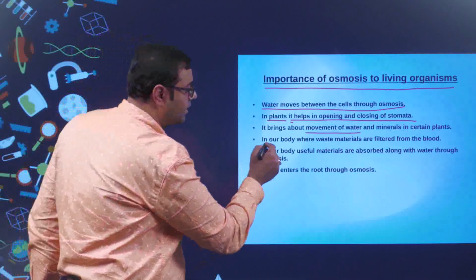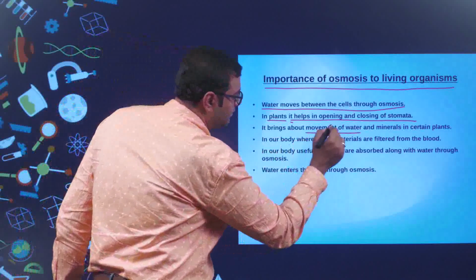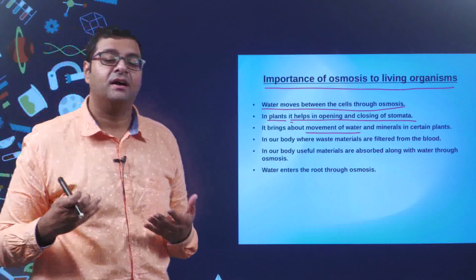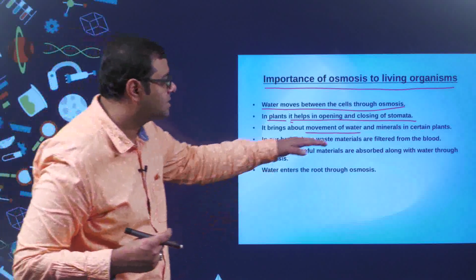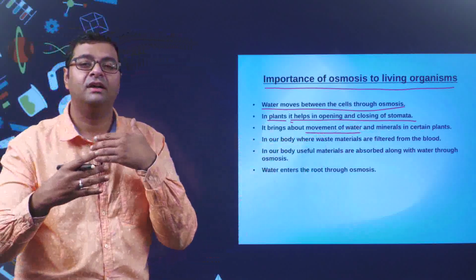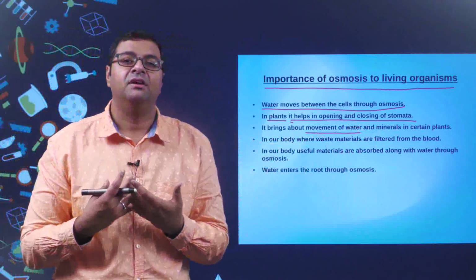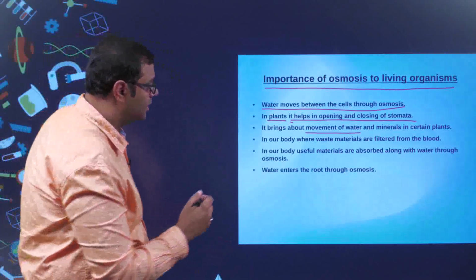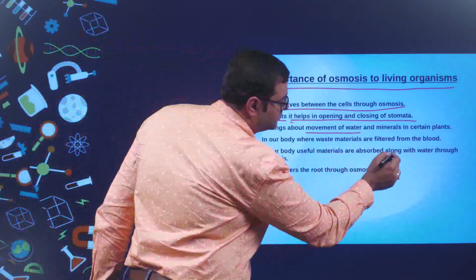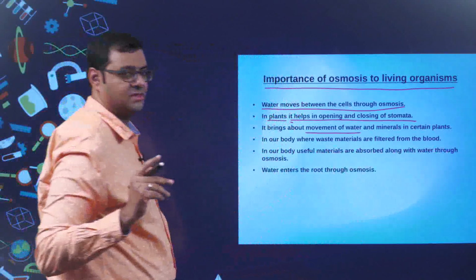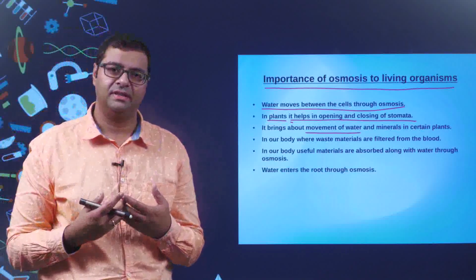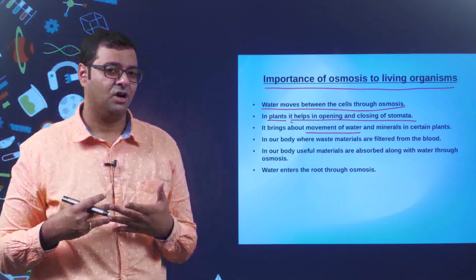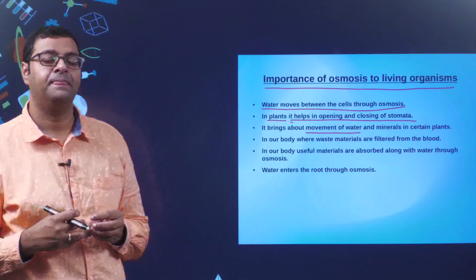Now, next point. Coming to animal cells in our body, where waste materials are filtered from the blood. Osmosis is occurring in our body, wherein the waste materials are filtered from our blood. Filtering of the waste material is carried out in the kidneys, and there also osmosis is occurring. Now, in our body, useful materials are absorbed along with water through osmosis. Whatever is useful for our body is also absorbed into the body by the process of osmosis.